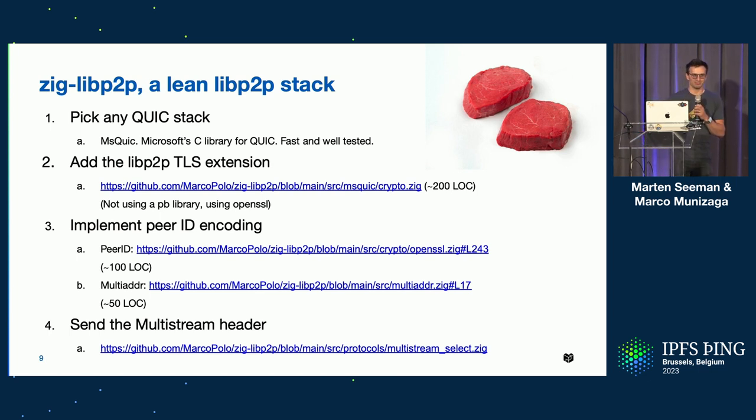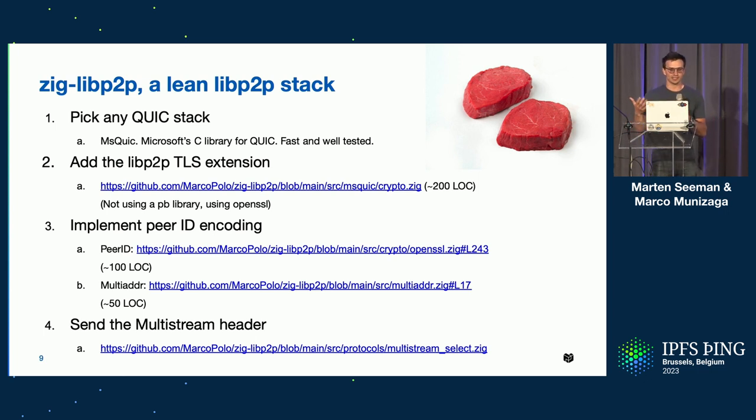And so, introducing Zig libp2p, a lean libp2p stack. For this, I picked MsQuic, Microsoft's C library for QUIC. I picked it because it's fast and well-tested. It's also C, so that makes using it very easy.